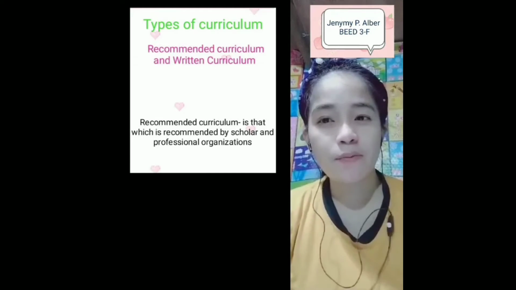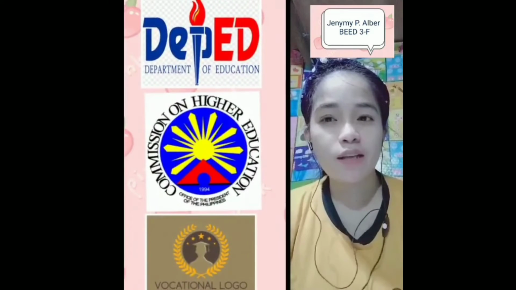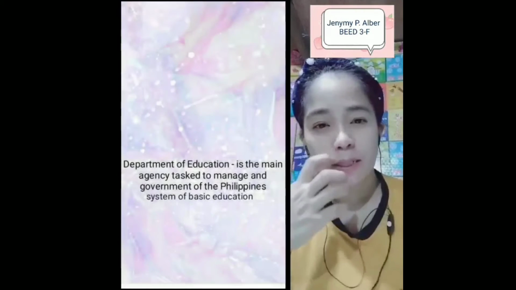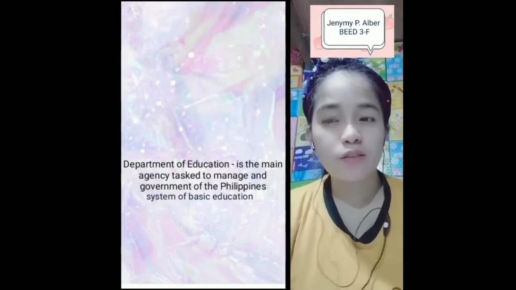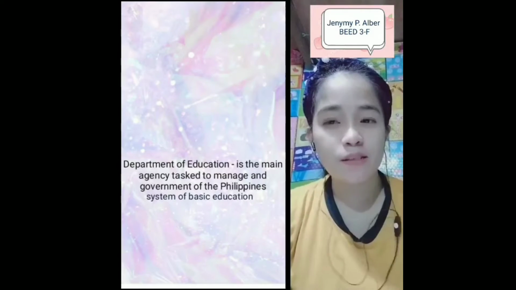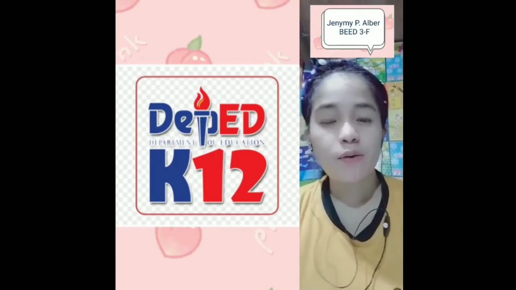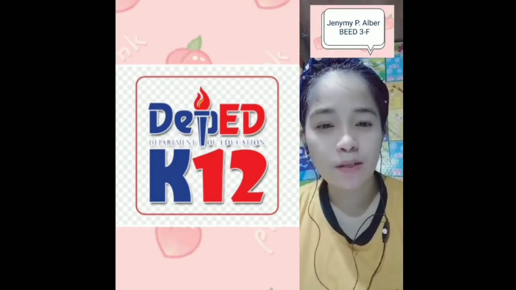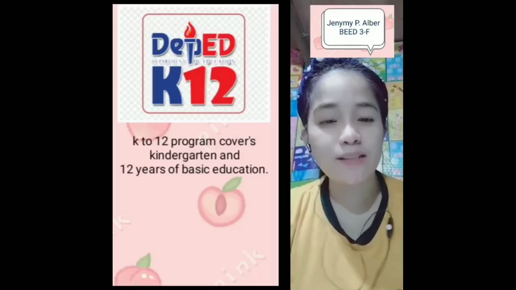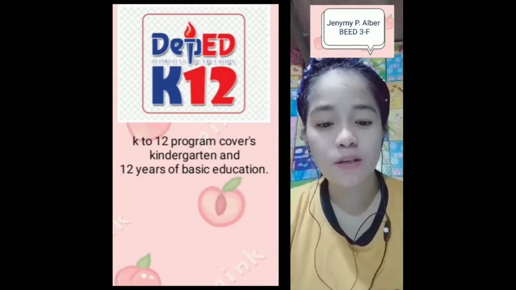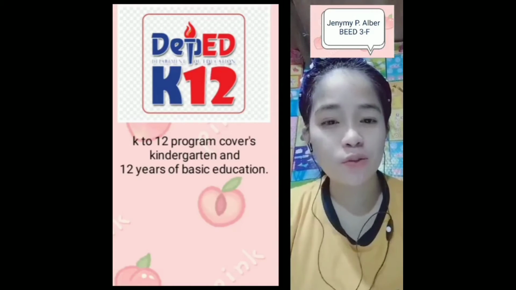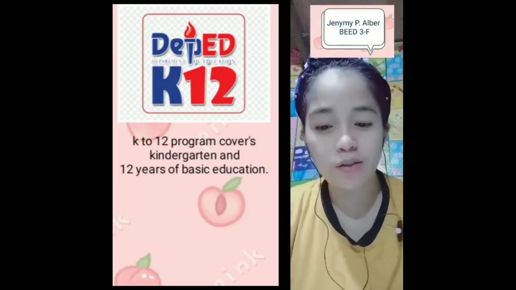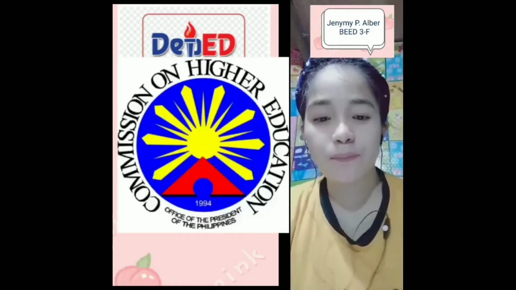We have three examples of it: the DepEd, CHED, and vocational. The DepEd, Department of Education, is the main agency tasked to manage and govern the Philippine system of basic education. In the Department of Education, we have the K to 12 program. K to 12 covers kindergarten and 12 years of basic education: 6 years for primary education, 4 years of junior high school, and 2 years for senior high school.